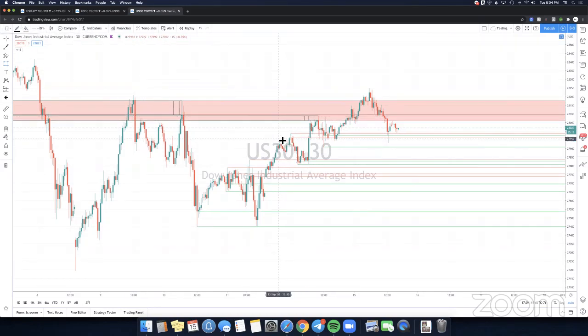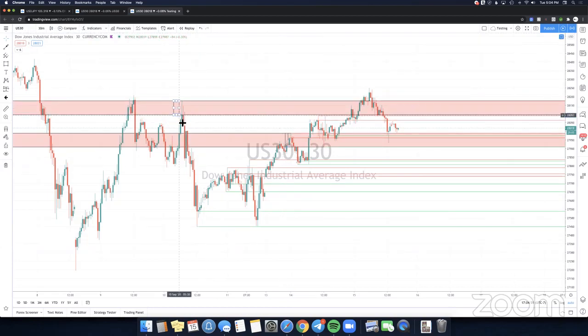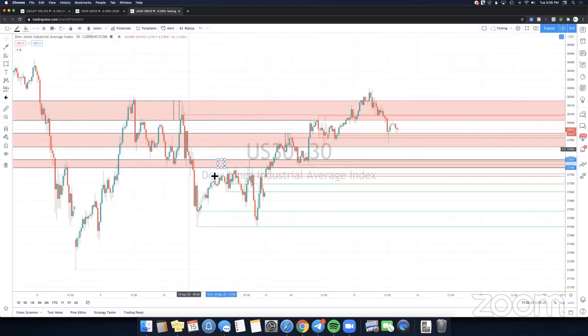And if the zones overlap, like I mentioned in previous videos, I usually just connect them. So instead of having this big zone, instead of having this small zone right here, I just connect these down here. So it's a lot easier for us to look at the chart and identify where rejection points are.